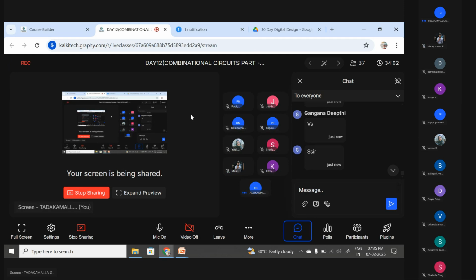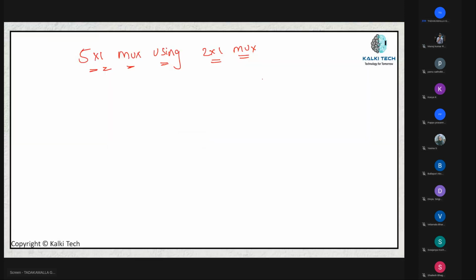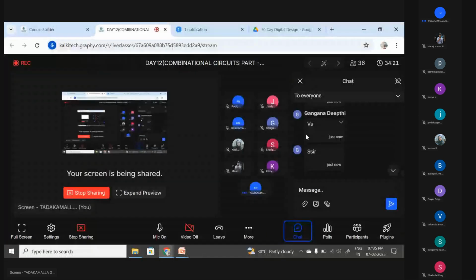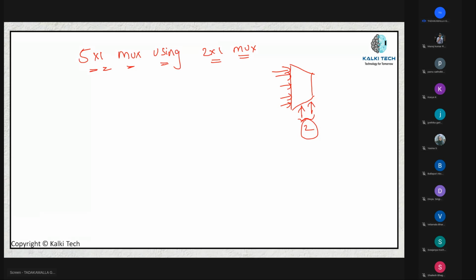So, let's say if we have a 4 cross 1 mux, then how many select lines do we have? Two select lines. Now, if we have one more input, five inputs, then are two select lines enough? No. So we should have one more select line. That is three. So in total we have three select lines. So if we have three select lines, then how many inputs will we have?